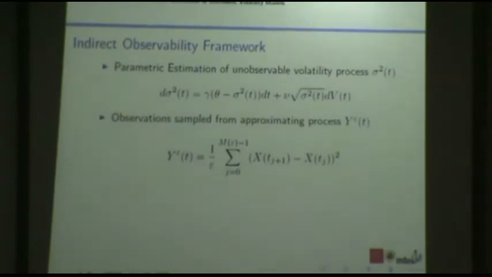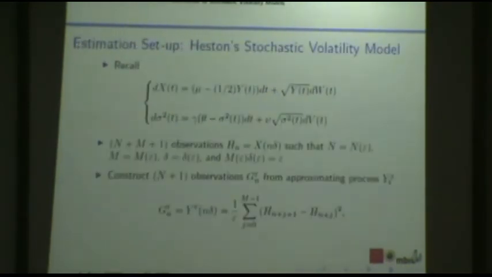Well, so I've stated this. This is the indirect observability. This is what the problem is sort of boiling down to. I observe discrete samples from y epsilon t, and I'm estimating my stochastic process sigma squared t.